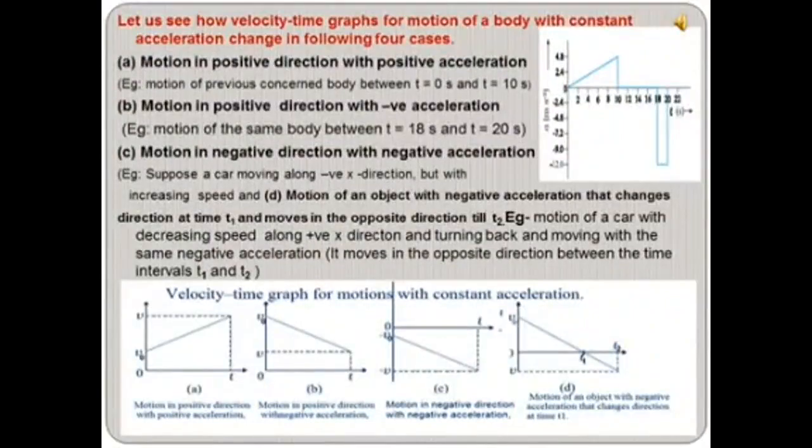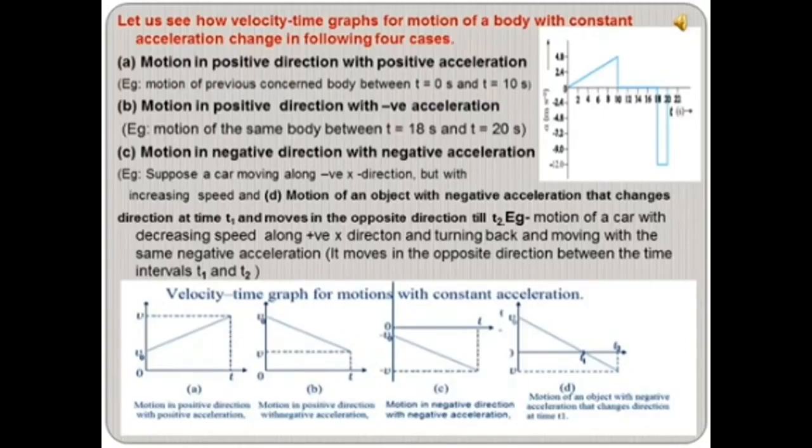Now let us see how velocity time graphs for motion of a body with constant acceleration change in the following 4 cases. First case is motion in positive direction with positive acceleration. You have to consider the example of the previous body whose motion between t equal to 0 second and t equal to 10 second, whose acceleration time graph is given on the right side.